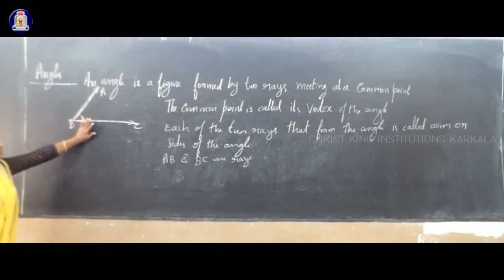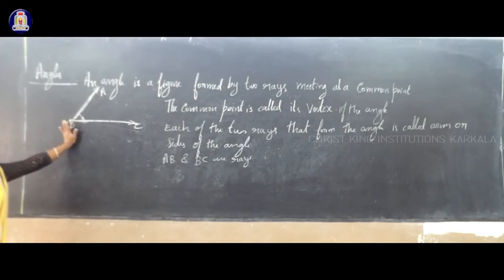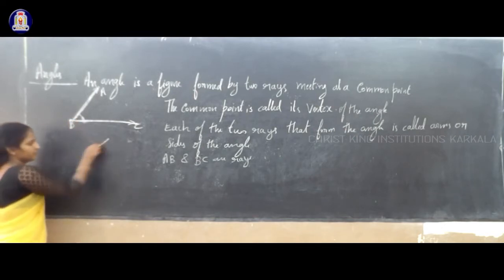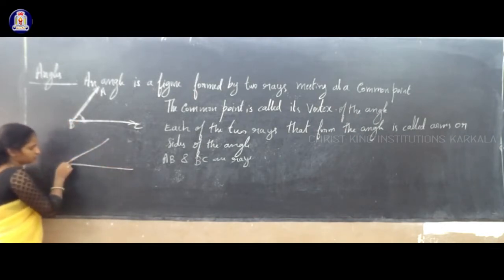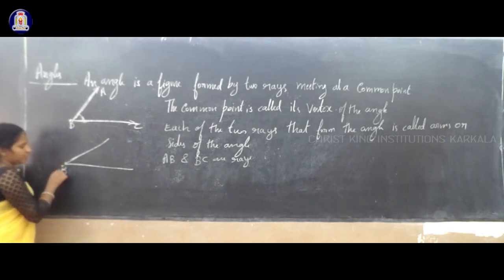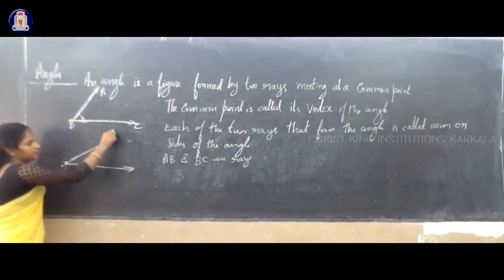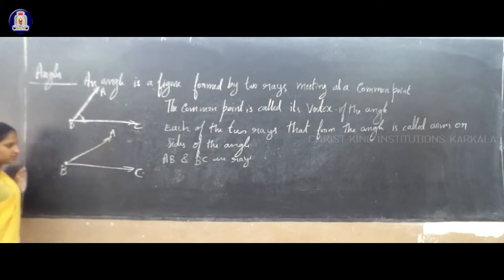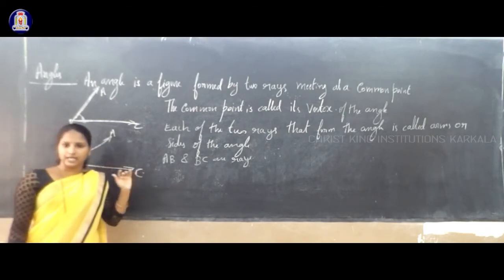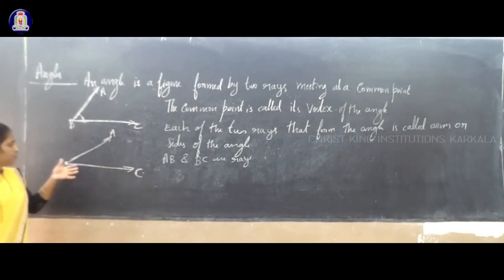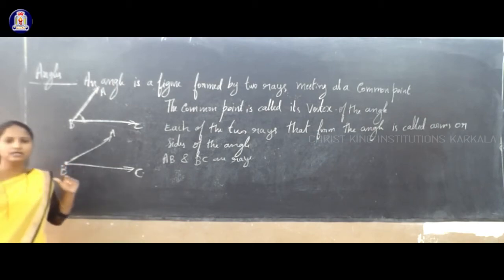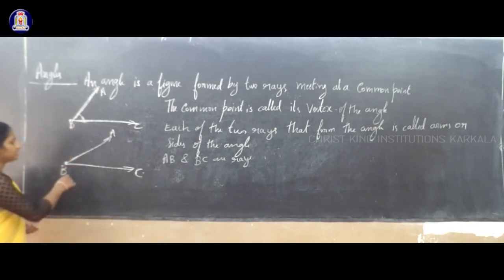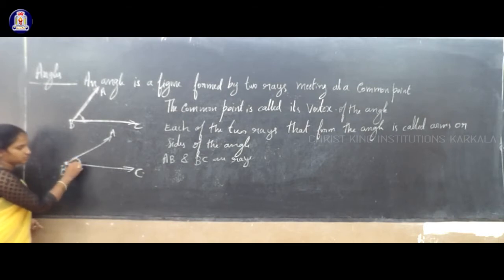So an angle is a figure formed by two rays meeting at a common point. These two rays will meet at a common point. Which is the common point here? This B. This is the common point. Which is a ray? AB is one ray and BC is another ray. These two rays will meet at one point. That point is B. Clear? So here it makes an angle. This is called an angle.